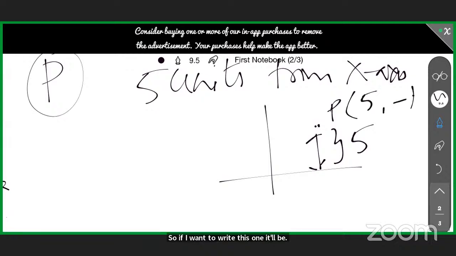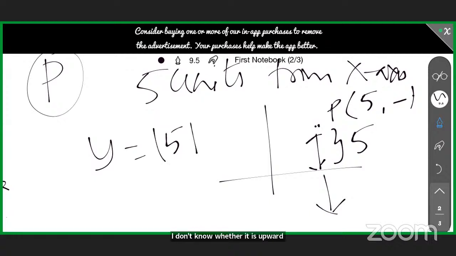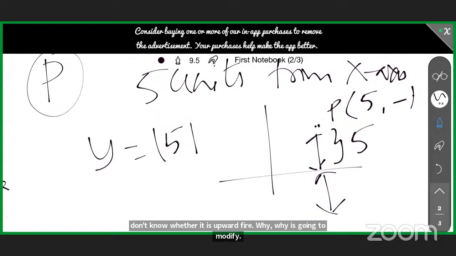Means this is the distance along the y-axis. So the y distance will be how much? 5. So y is equal to 5. I don't know whether it is upward 5 or downward 5, so y is equal to mod of 5. Not x equal to 5. What will this distance be?